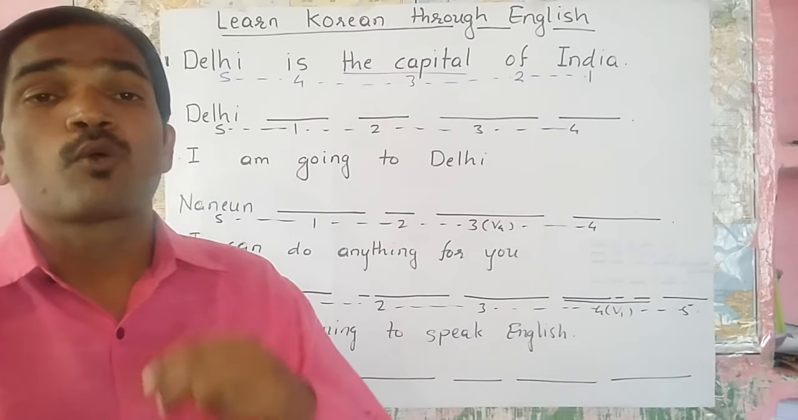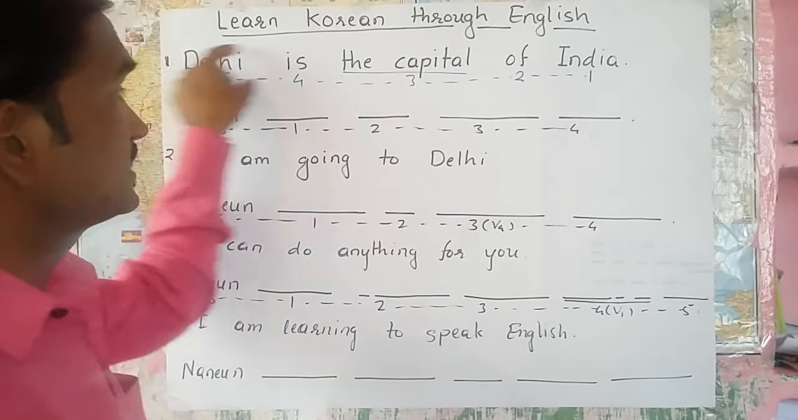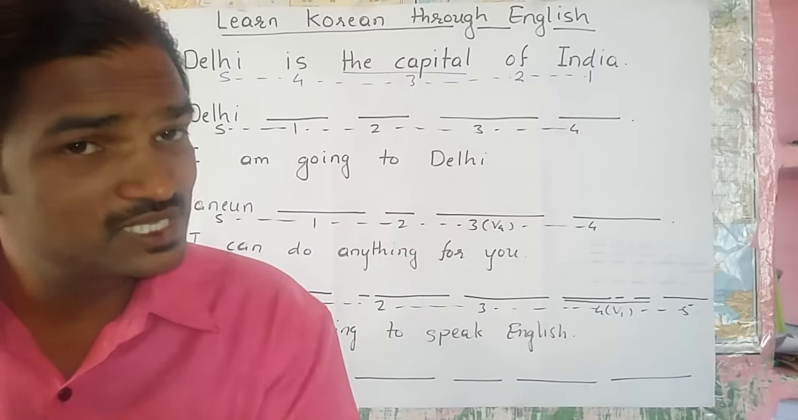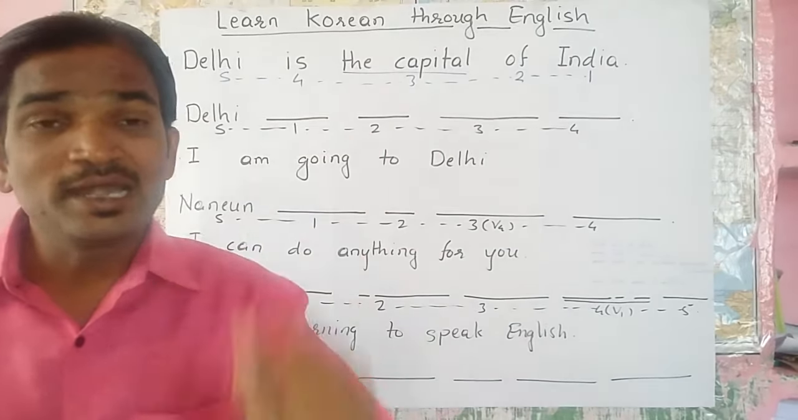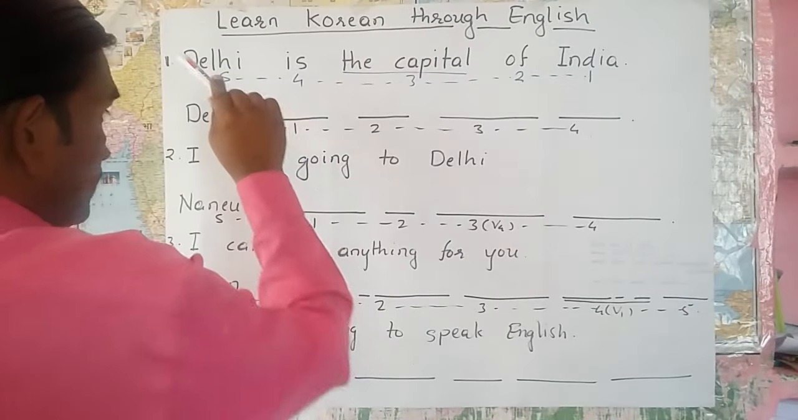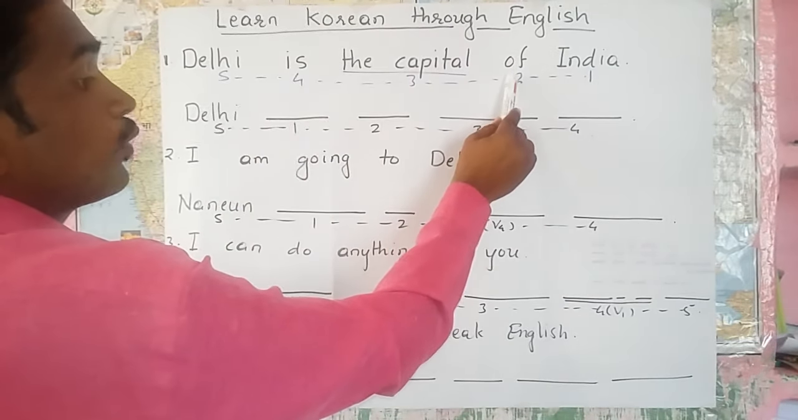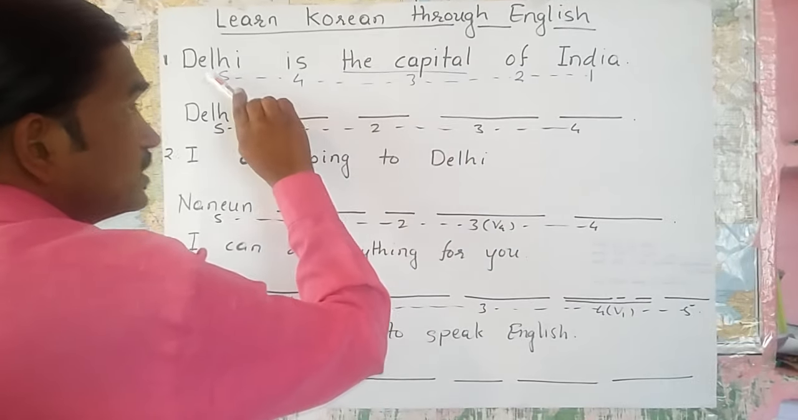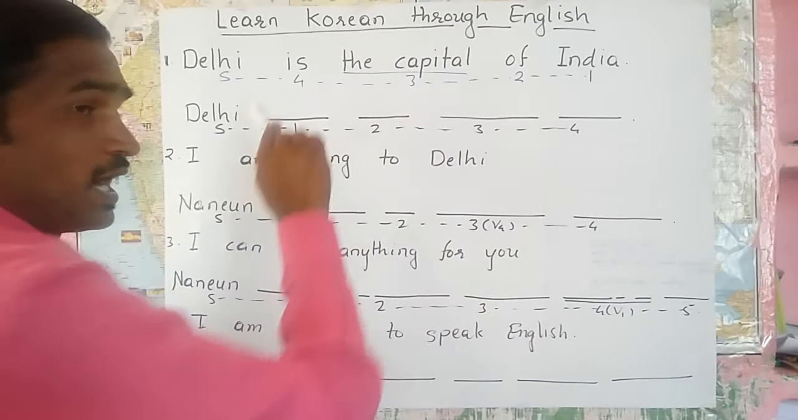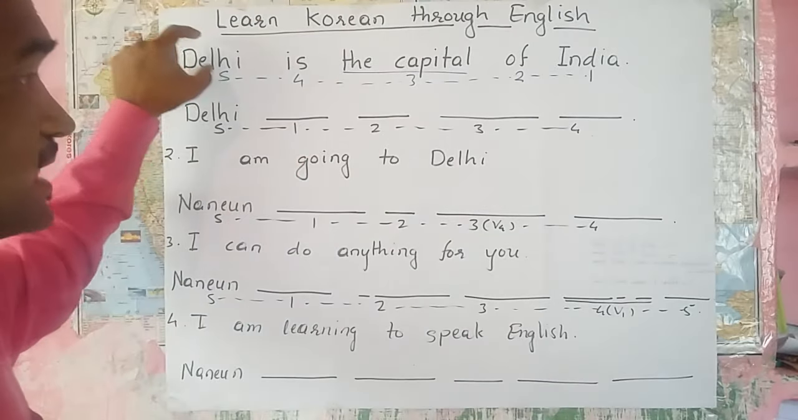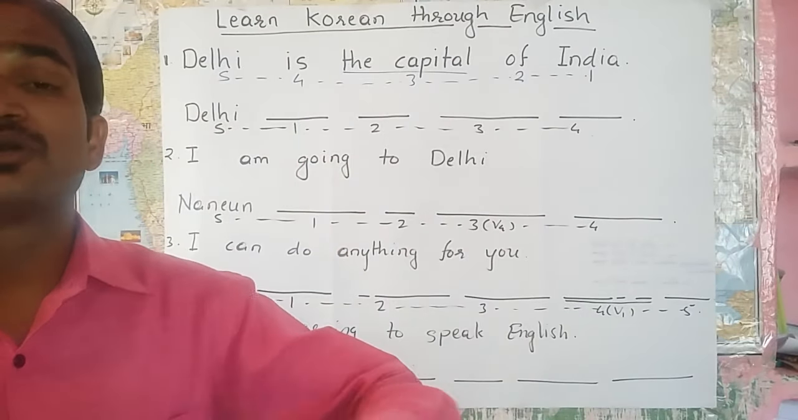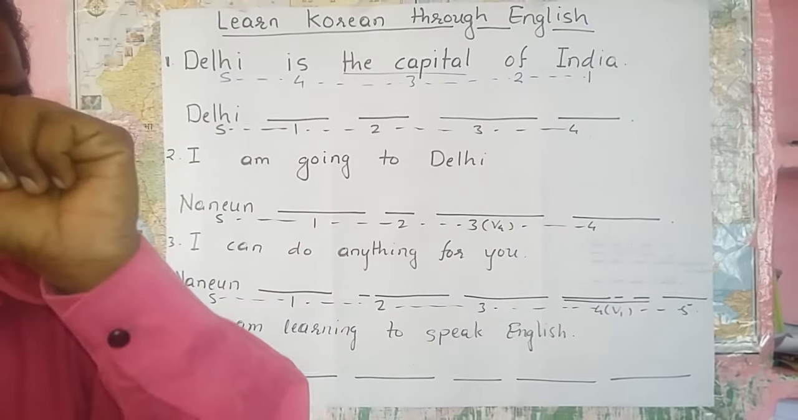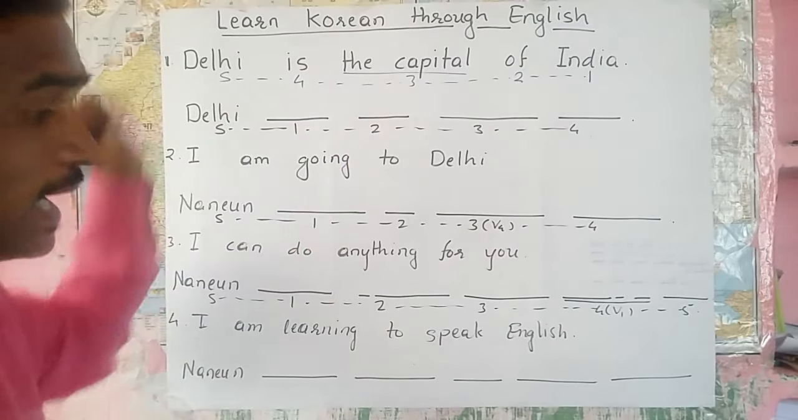Look here. Now what you have to do? You have to look at this English sentence, Delhi is the capital of India, and you have to try to speak this sentence in Korean language 10 to 20 times, such as Delhi, Indo-we, Sudo-in, Ida. Now pause the video and looking at this English sentence, Delhi is the capital of India, you have to try to speak this sentence in Korean language 10 to 20 times. Again play the video and watch next part.